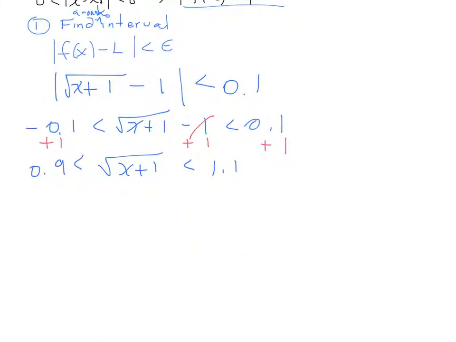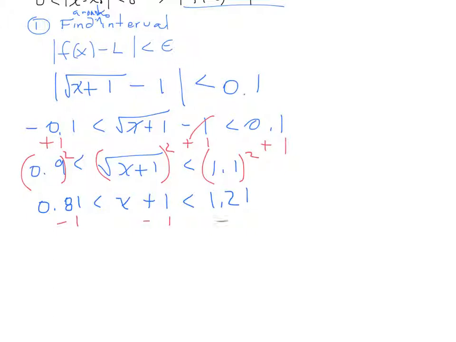I don't think I need any of that stuff at the top anymore. And so then probably the next thing to do would be to square every piece. So I square every piece. I get 0.81 less than x plus 1 less than 1.21. And then finally, I subtract 1.